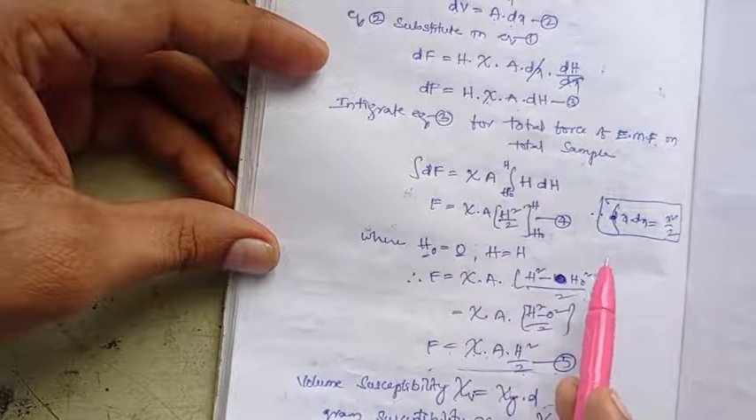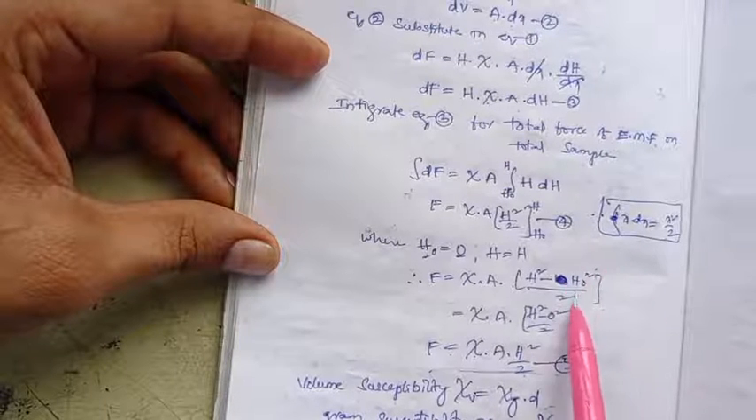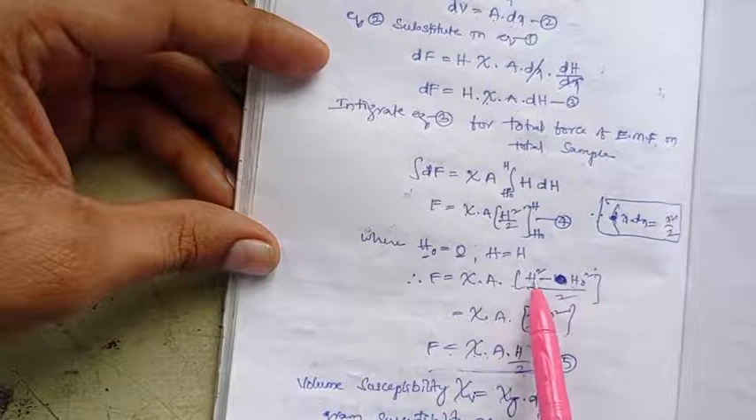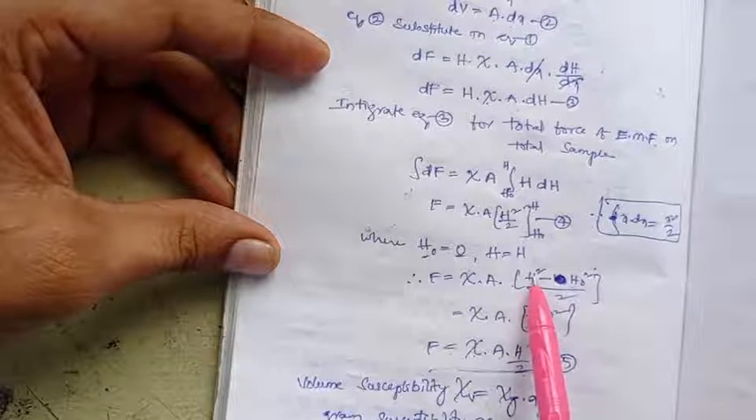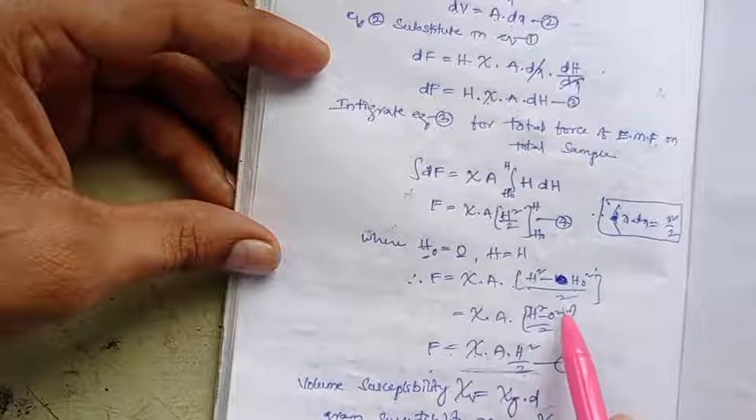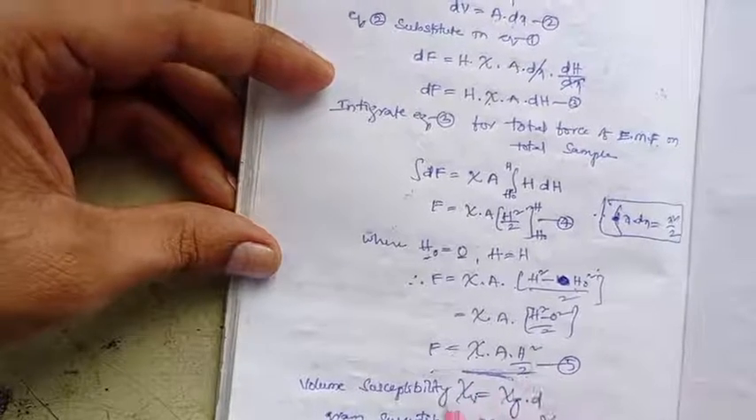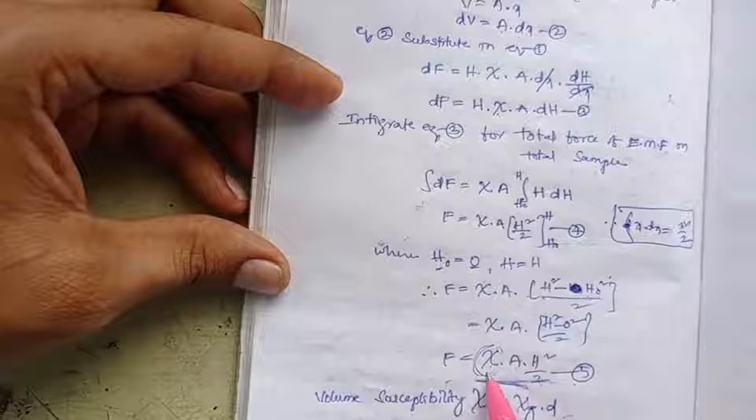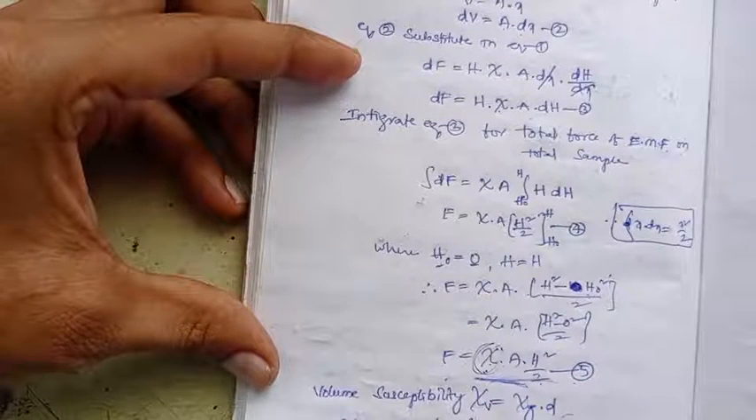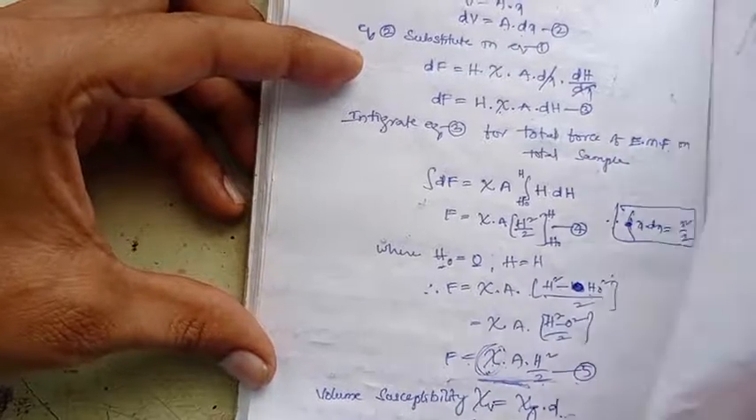The next time we record the weight of the sample in a certain amount of magnetic field. That is, the initial magnetic field will be 0, and the second time the magnetic field will be some amount. So when we keep that in, it gives the result of equation number 5. To replace the volume susceptibility with gram susceptibility, we know that volume susceptibility is equal to the product of gram susceptibility and density.